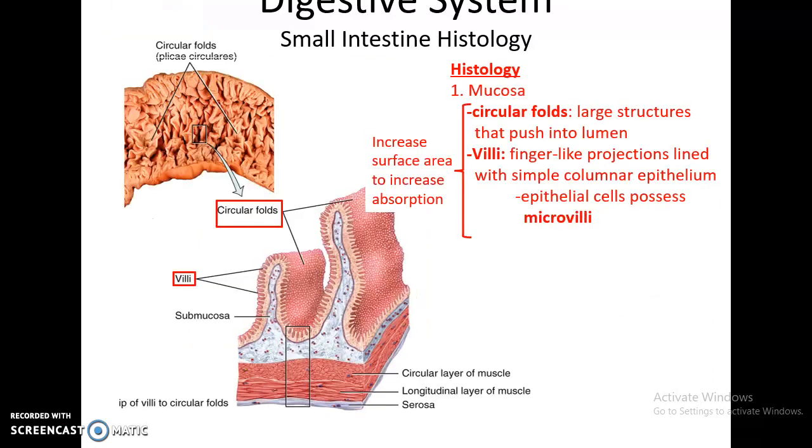Histologically, the mucosa of the small intestine has a lot of alterations to what is expected. There are a lot of circular folds of the submucosa and mucosal layers pushing out into the lumen. These folds are then covered in smaller finger-like projections called villi, and they are important structures lined with simple columnar epithelium. These simple columnar epithelial cells have microvilli on their apical surface. The whole point of all of this is to increase surface area in order to increase absorption of nutrients from the materials in the lumen of the small intestine.